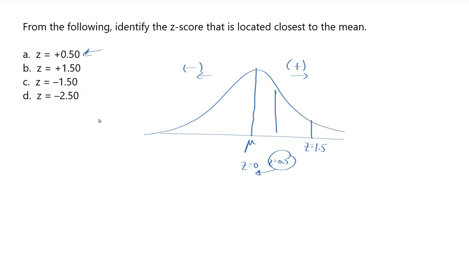What about in the negatives? Well, z equals negative 1.5 would be just as far this way as positive 1.5 is that way. And you know that that's not as close as the 0.5. So this is not going to be my answer. This is not going to be my answer. And certainly even further into the negatives, negative 2.5, that's also not going to be closest to the mean. So the answer is A, positive 0.5.